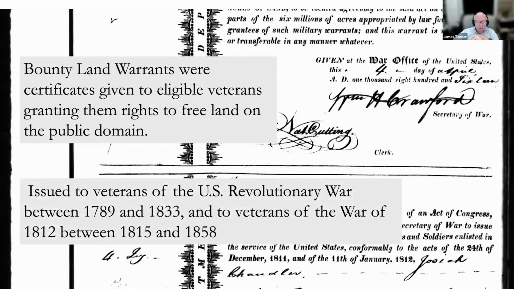Jumping back to bounty warrants, warrants were given to eligible veterans, granting them rights to free land on the public domain. Those records were issued only between 1789 and 1833, and then to veterans of the War of 1812 between 1815 and 1858. So these are old documents.